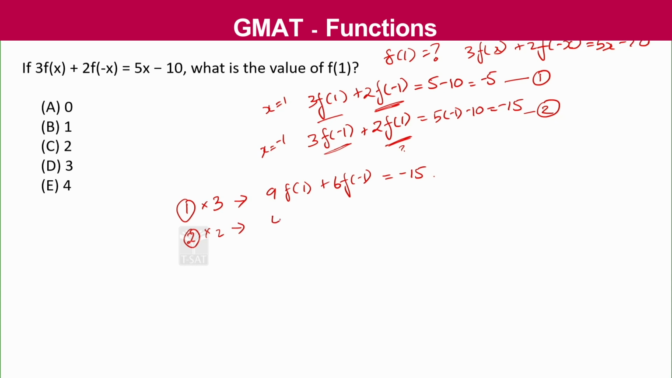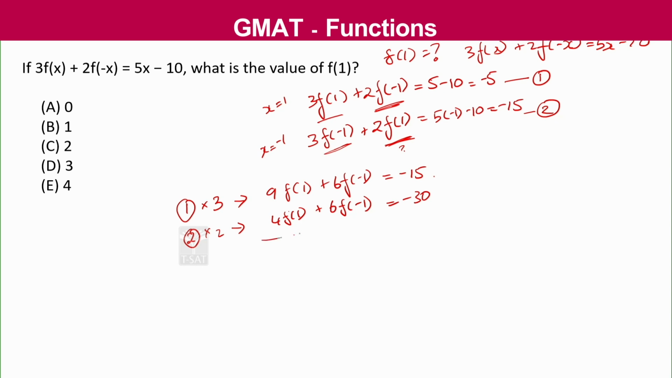You will have 4f(1). I'm writing the f(1) term first. 4f(1), 2 into 2 will be 4, that's why 4f(1), plus 2 times 3 is 6f(-1), equals 2 times -15, which is -30.